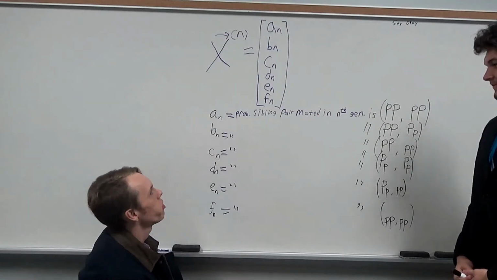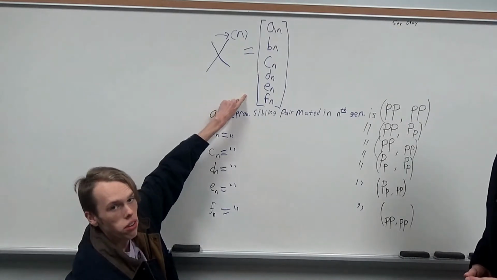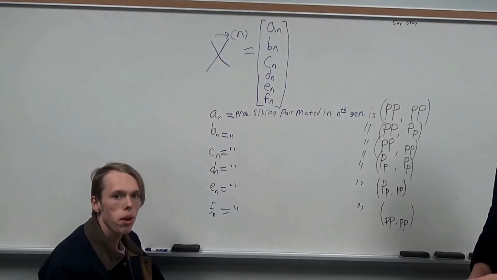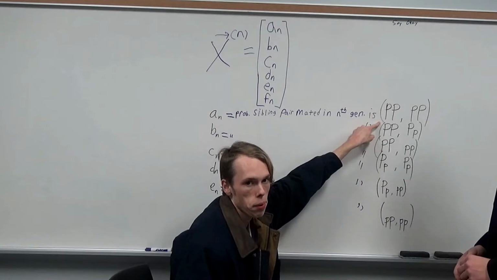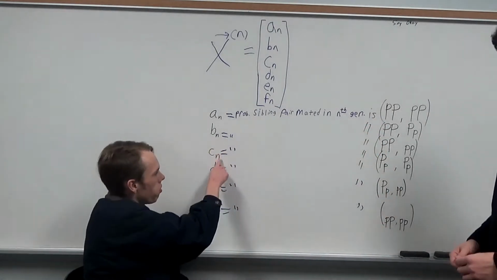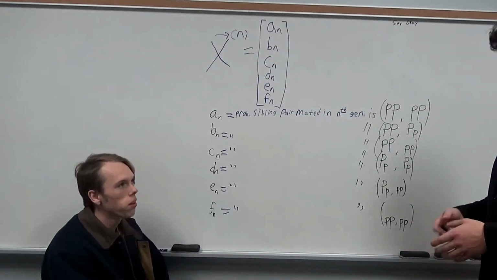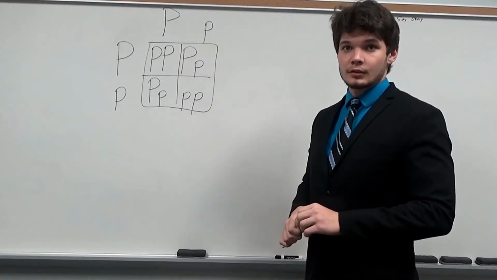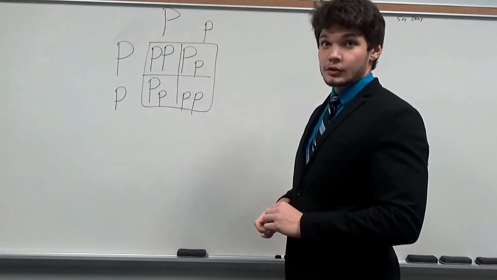So as you can see, our nth generation vector x_n is going to have 6 components in it. And so A sub n is going to be the probability that the sibling pair mated in the nth generation is type capital P, capital P, capital P. And so B sub n, C sub n, through S sub n follow suit. Okay, let's find M. We're going to find one column and the rest are the same process. So I think it does justice to just do it once.